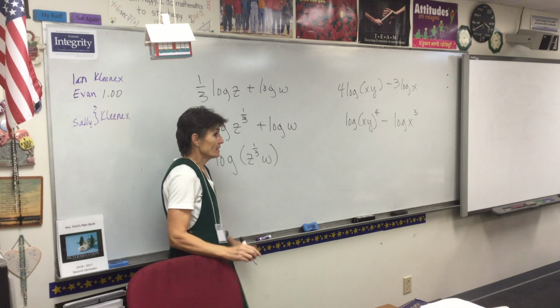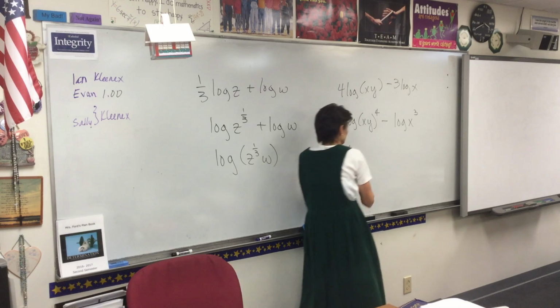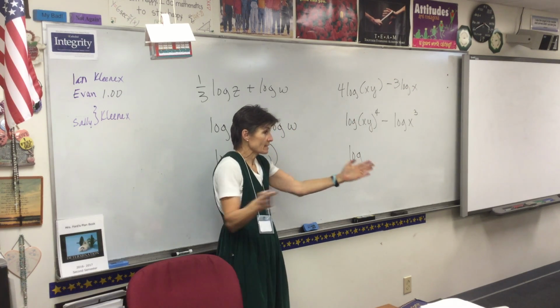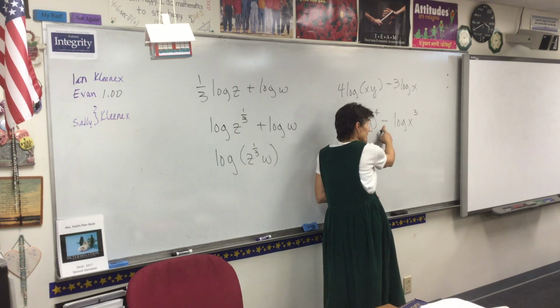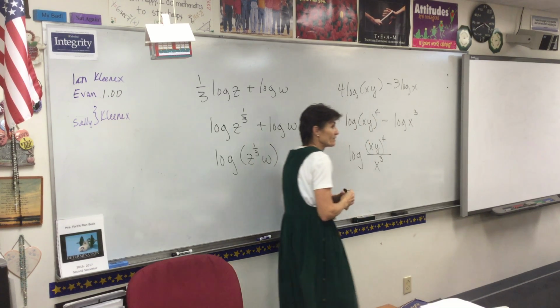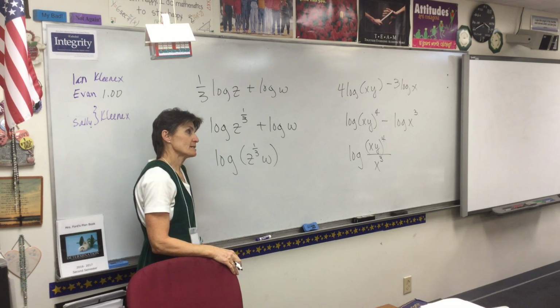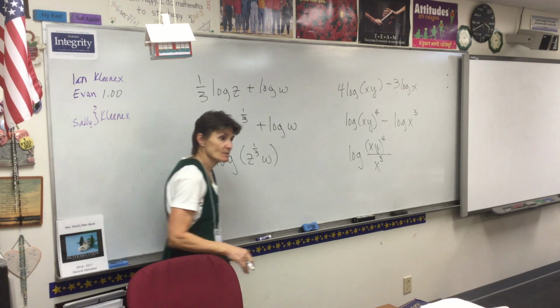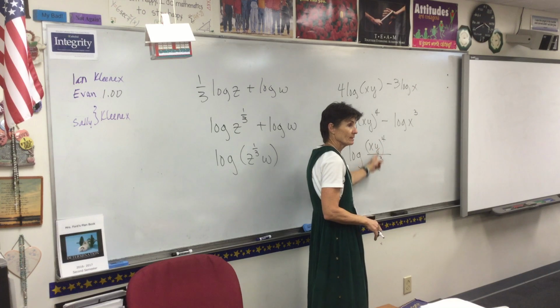So far so good? Now I'm going to put them together and write one logarithm. So instead of having two logs, I only have one log. And when I put them together, because that's a minus, it's going to be a division problem. Would you agree with that? But we're not done this time. Do you notice anything about that? You can cancel. This actually simplifies, doesn't it?